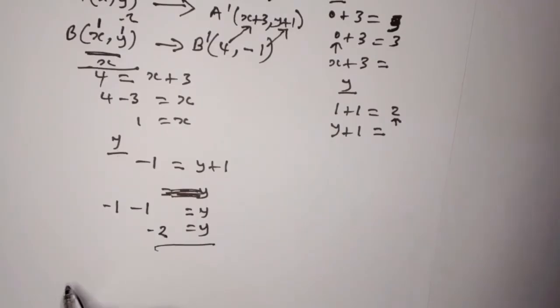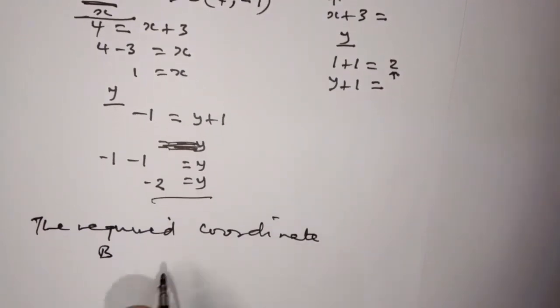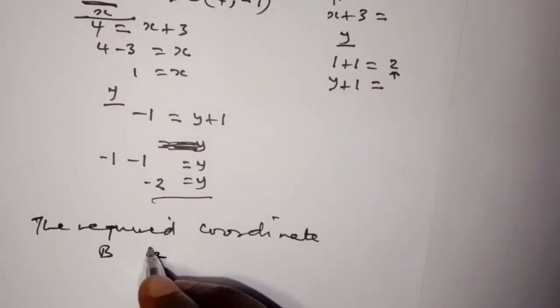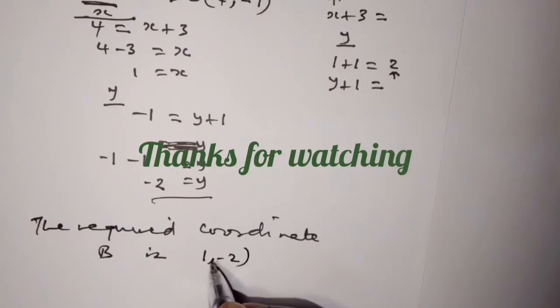So our required coordinate B is 1, negative 2.